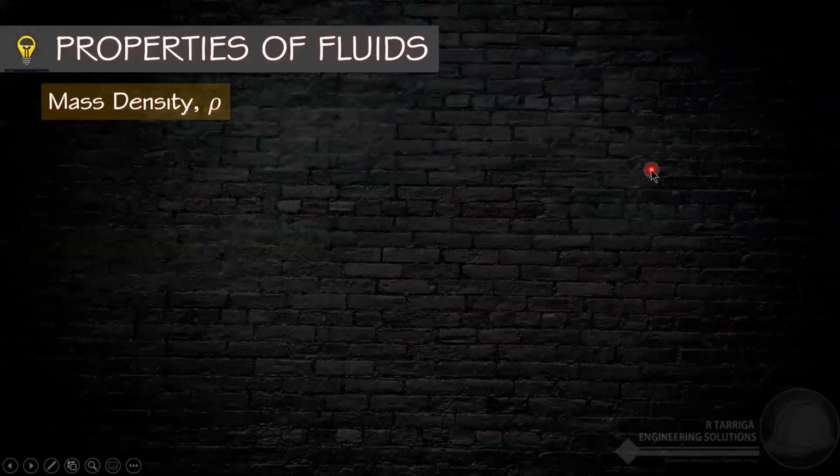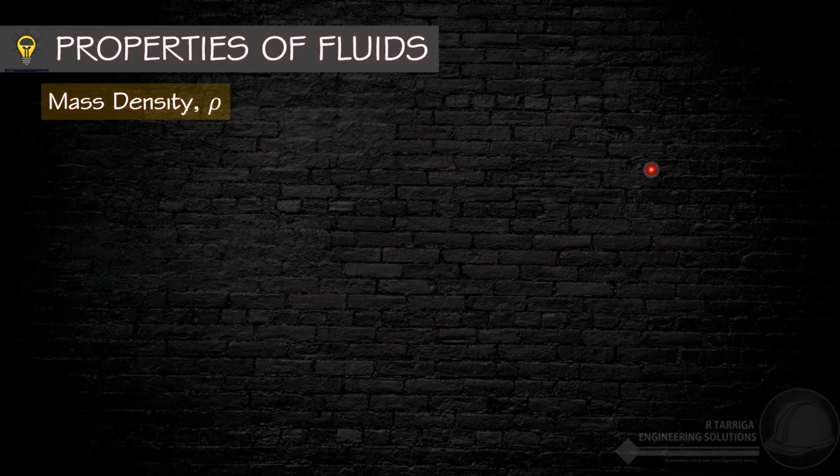Okay, the first property of fluid is called the mass density. Well, what is a mass density? We've been hearing this since we were in elementary, okay? But it is very vague what a density is, although most of the time the formula is the same. Yes, the same talaga.